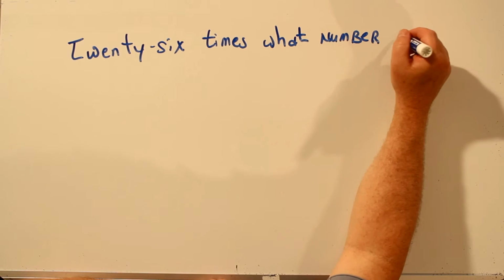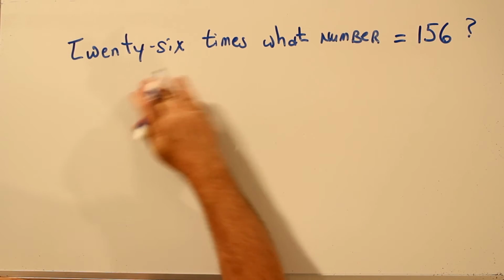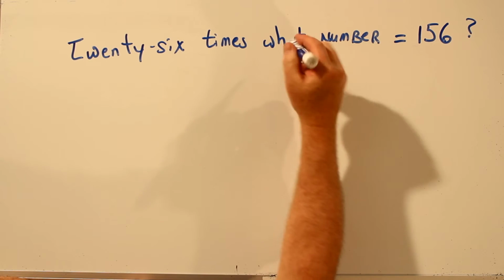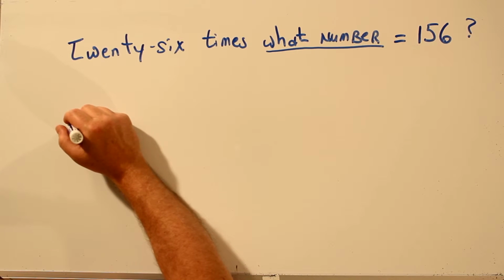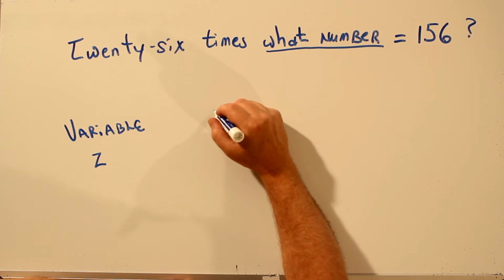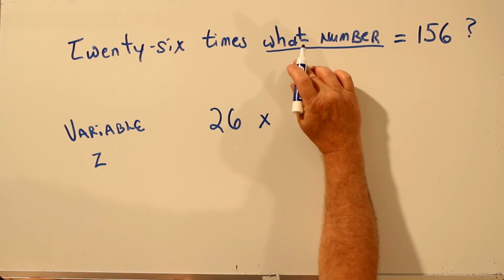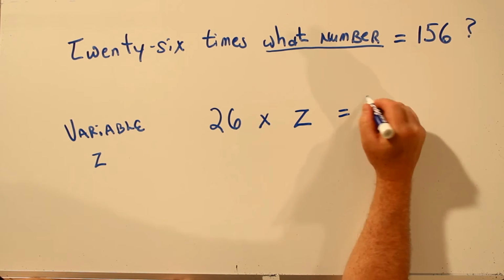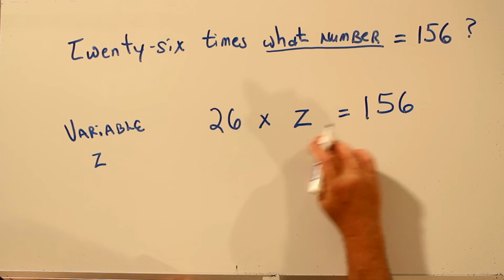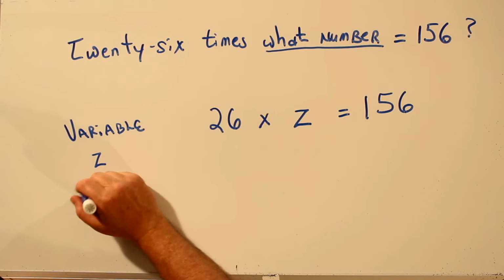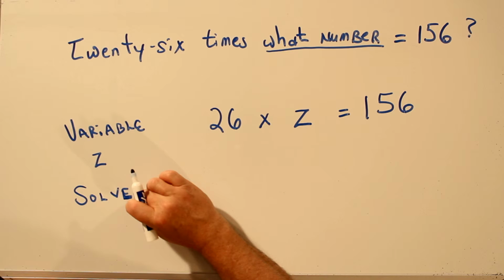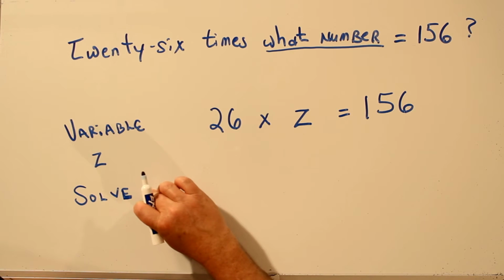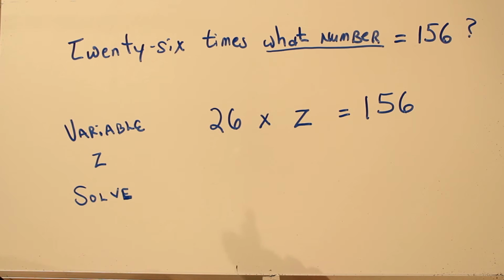How about 26 times what number equals 156? We're going to substitute in a variable for what number. This time let's use the letter Z. So this problem would look like this. 26 times, we're going to substitute in Z for what number, equals 156. 26 times Z equals 156. And then we can solve for Z. Now when I say solve for Z, there are many steps to actually solving for Z, and I will cover that in a separate video. But I'm showing you now what a variable is.